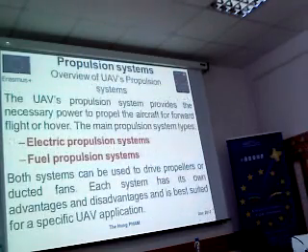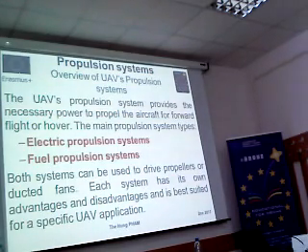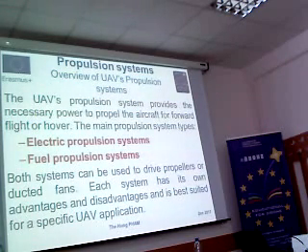Okay, so now we are going to see the propulsion systems. For the propulsion system, we have two types. First, we have the electric propulsion system, and we have the fuel propulsion system. So, for example, for this one, we have the electrical system because we will use a battery in order to supply everything inside.